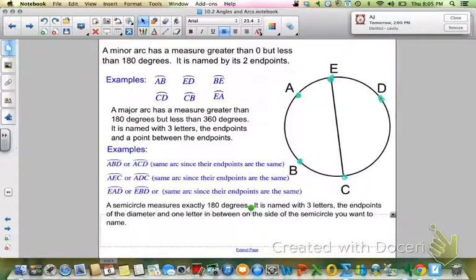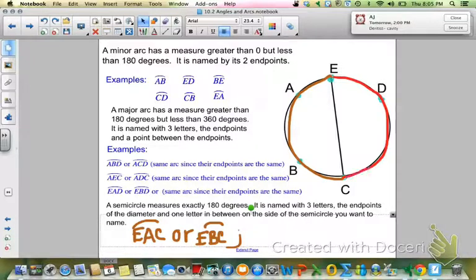So one of the arcs that I could name would be from here to here. I could call it EAC, or I could have called it EBC. Those are the same arcs. There's a second semicircle on the other side. And I only gave you one other name that you could have on that. So arc EDC. So notice I'm naming it with 3 letters again to denote that it's not just a minor arc, but that it is a semicircle. So we name that third point in there.